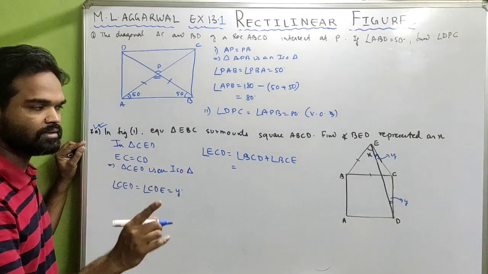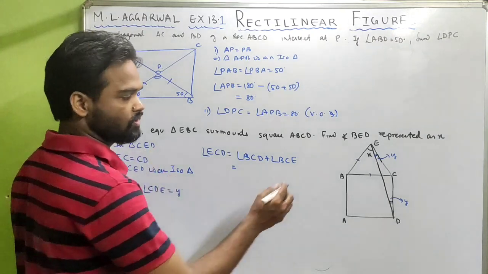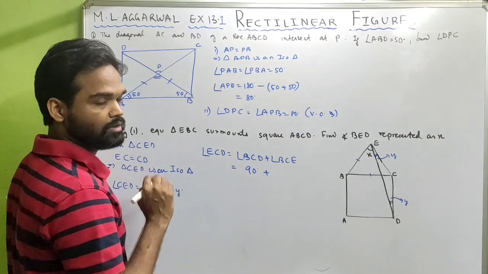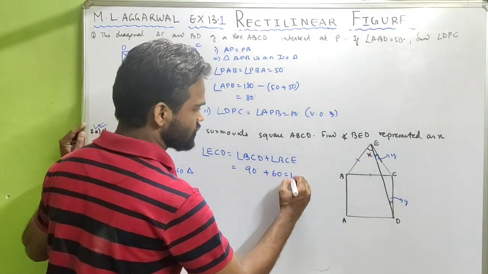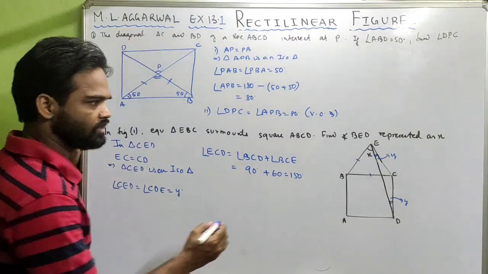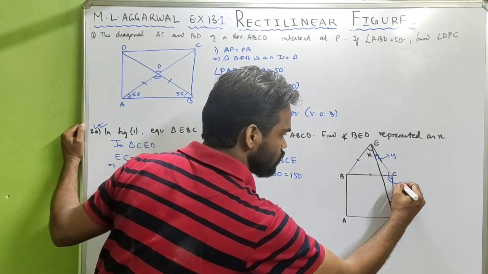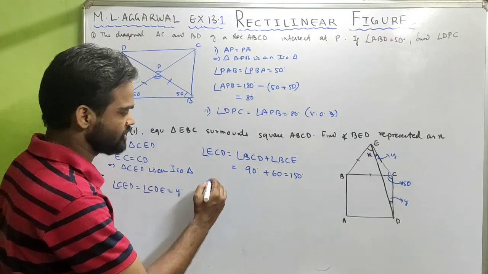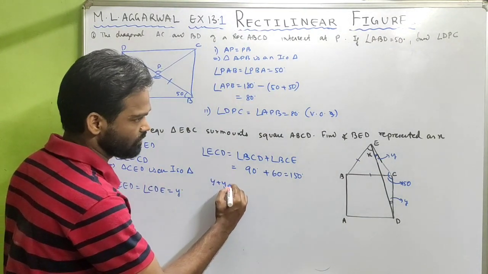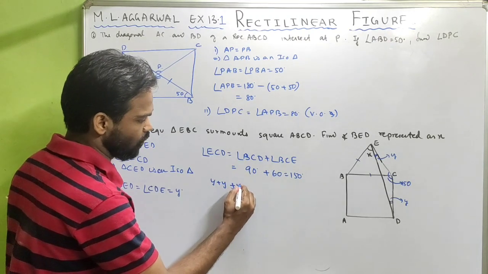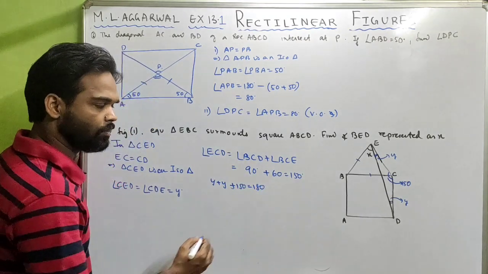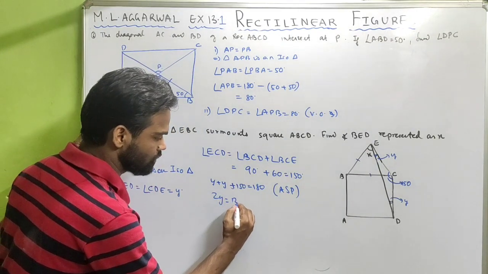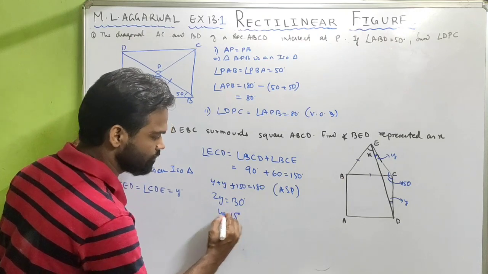Now BCD is the interior angle of a square, so it will be 90 degrees, and BCE is the angle for the equilateral triangle, which will be 60, so that's 150 degrees, isn't it? So this angle is 150. Okay, so we can say in the triangle CED, y plus 150 equals 180, angle sum property, which means 2y equals 30 degrees, which means y equals 15 degrees.